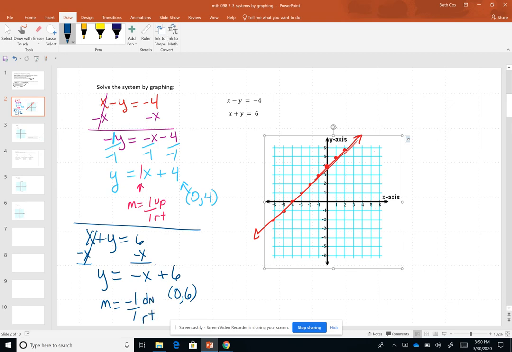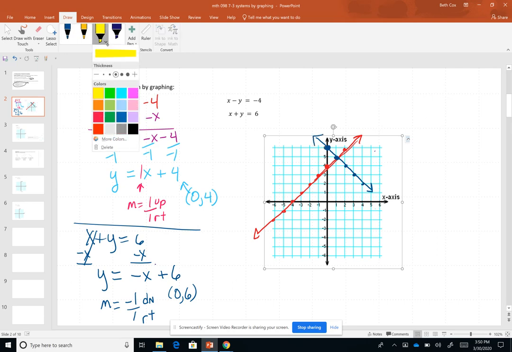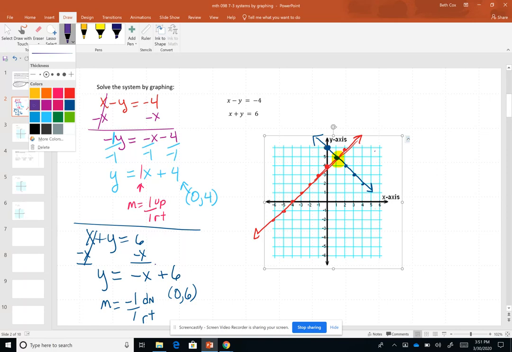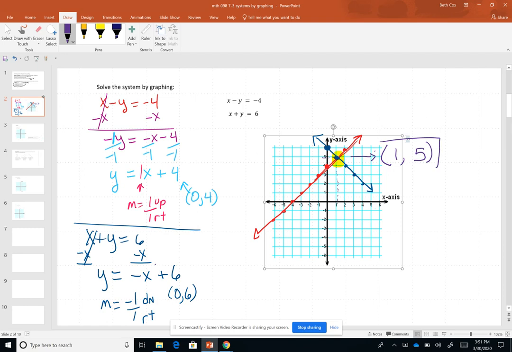So here I'm going to graph that one now. I have 0,6, which is on the y-axis, and then down 1 and right 1, down and right, down and right. There we go. So there's my second line. Now my answer is the point where they cross. That's my answer. But I need the actual coordinates of that. So the x is 1 and the y for that is 5. This is my answer.